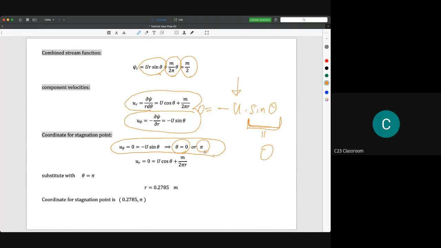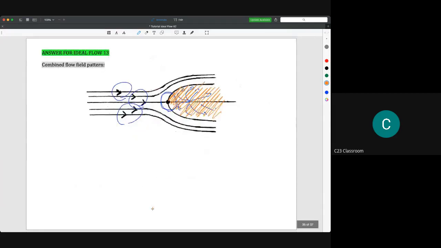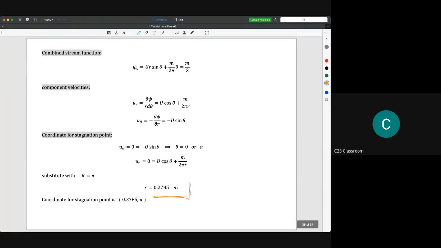And then to calculate here, we substitute theta equal to pi into this equation, into the u_r here. So we get r equal to 0.275 meter here. If you want to write down the coordinate of the stagnation point, you need to write like this. 0.275 is actually the distance from the center of the source to the stagnation point. Let's say this is the center of the source, the 0 point here, so this is the value of r. This r is equal to 0.275 meters. So in coordinates, you need to write like this one.